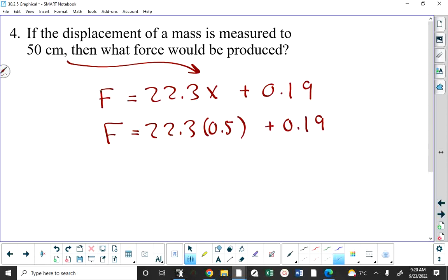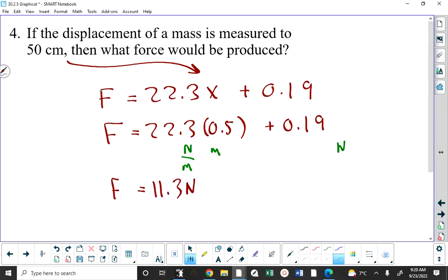And if you want, this is newtons per meter. This is meters. This is newtons. You can see how you're going to get newtons out of this. So we need to take 22.3, multiply by 0.5, and get 11.15, add 0.19, and get 11.34. Am I right? Okay, so it's 11.34, and we would probably just record 11.3 newtons.